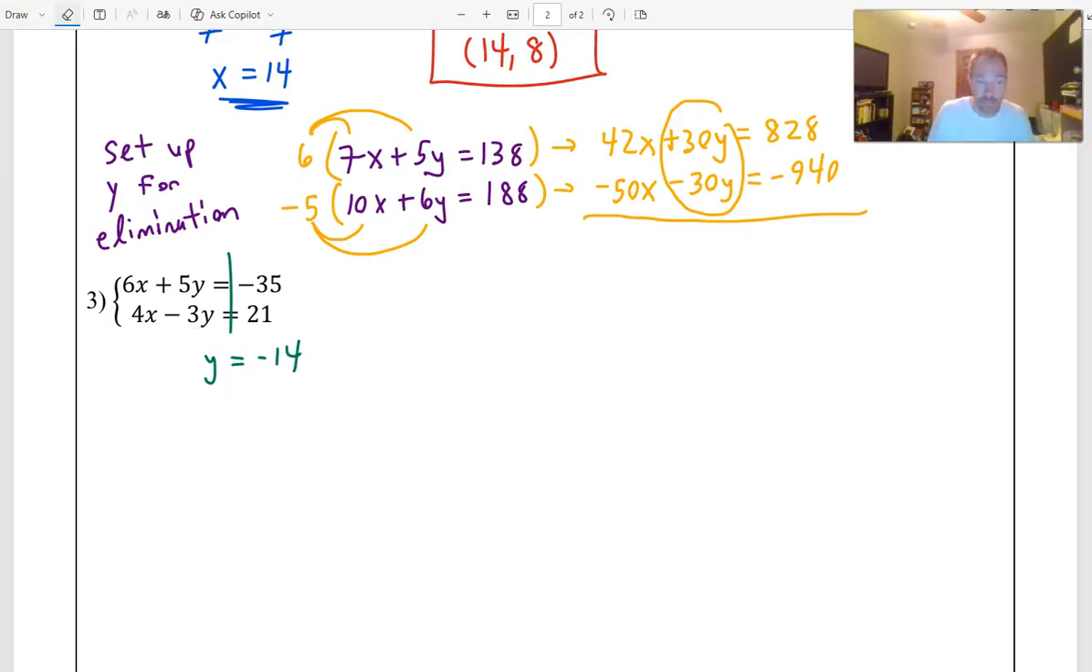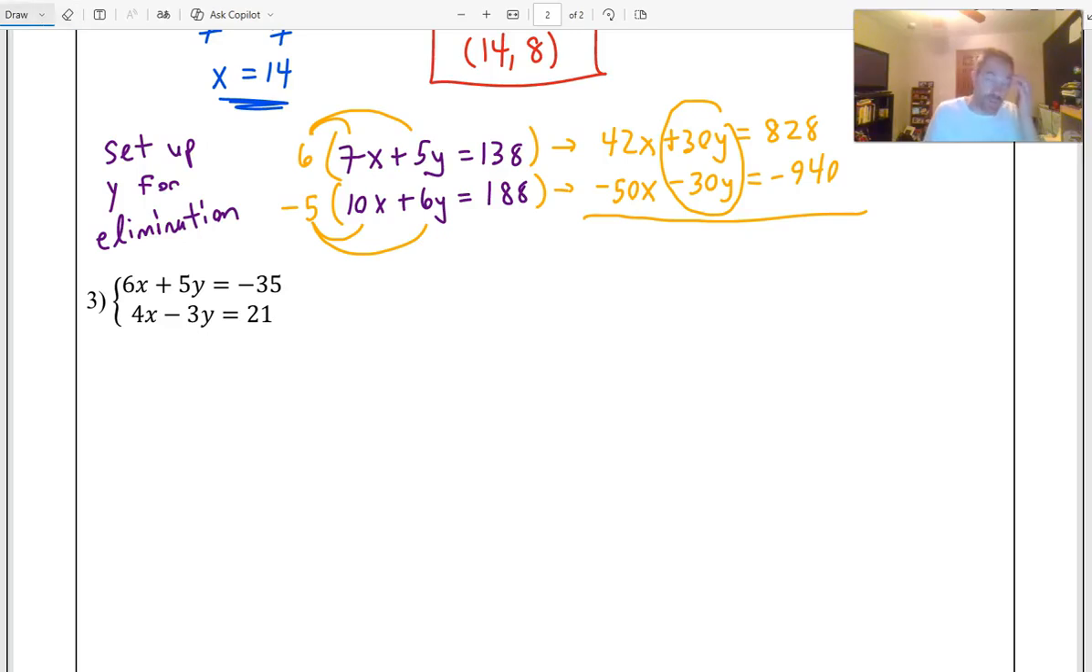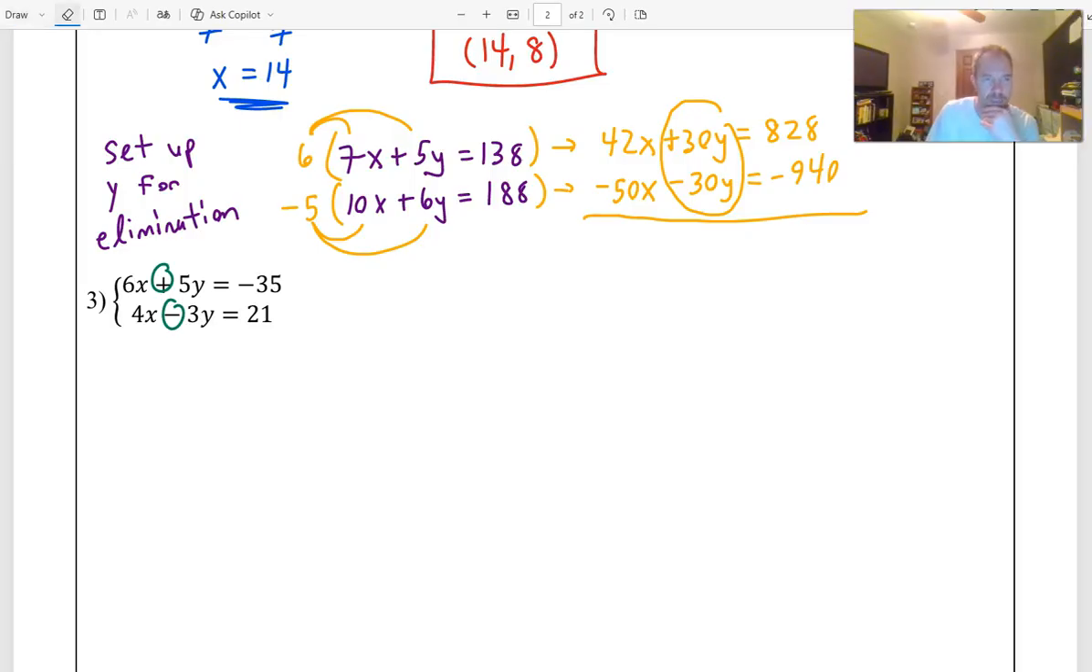So I'm going to manipulate this. I'm going to get it set up for elimination. This one, I'm going to choose to set up y for elimination. And again, it's not wrong to set up x for elimination. The reason I'm choosing y for elimination is I already have opposite signs on the coefficients of y. So I don't have to worry about, like last time, making one of them negative when you multiply. I already have a positive coefficient of y in the first and a negative coefficient of y in the second equation.